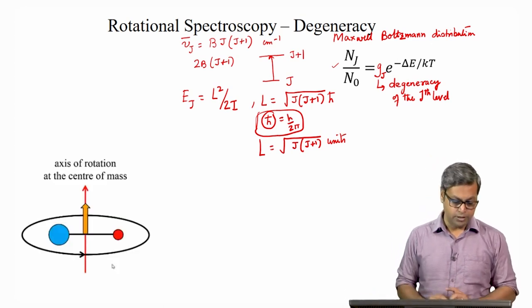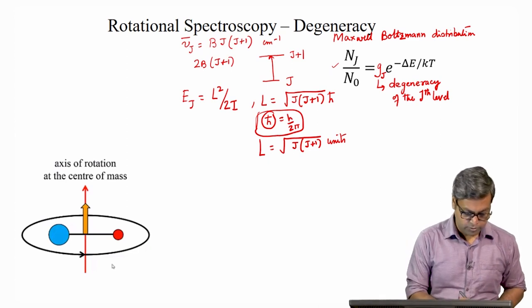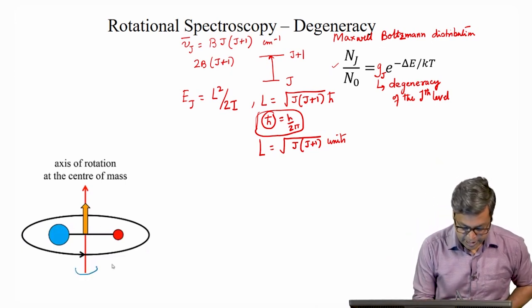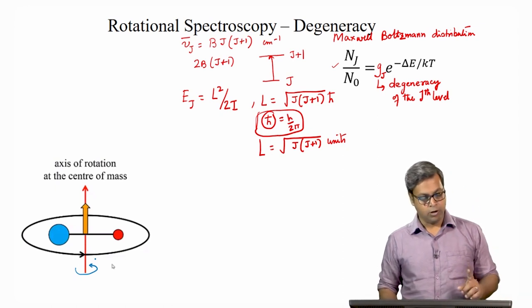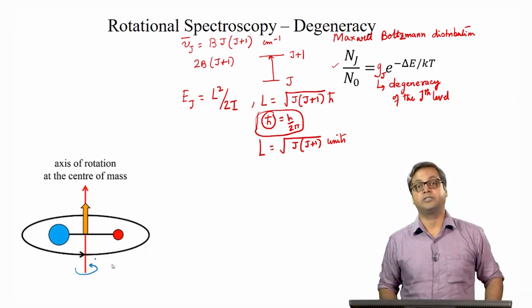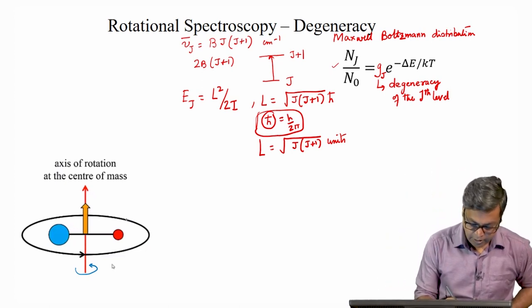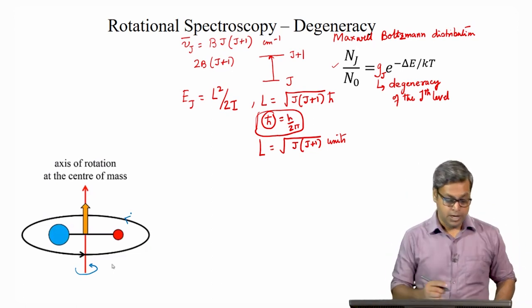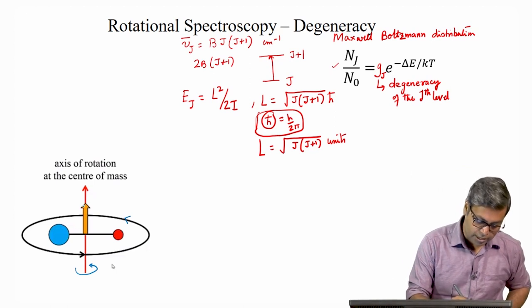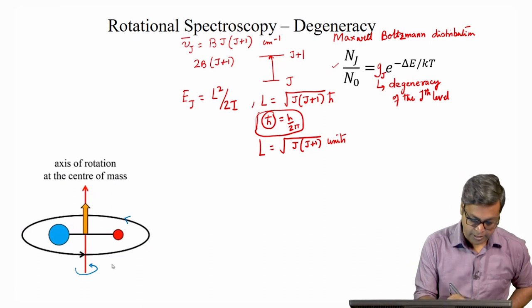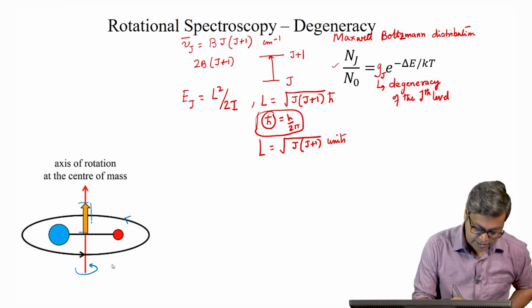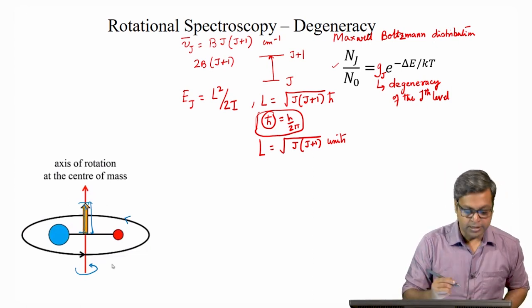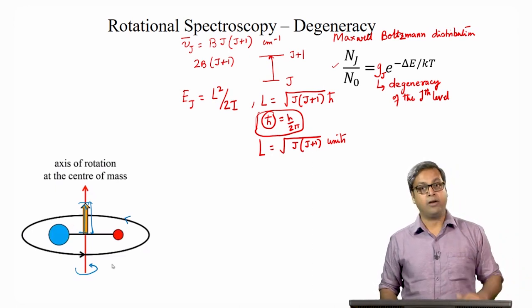So, here we have a diatomic molecule. What we can see, this red arrow is the axis of rotation around the center of mass. Now we can see from this arrow that this diatomic molecule is rotating anticlockwise. This yellow or orange arrow shows the angular momentum vector. So, this is the magnitude of angular momentum, and this is the direction of the angular momentum.